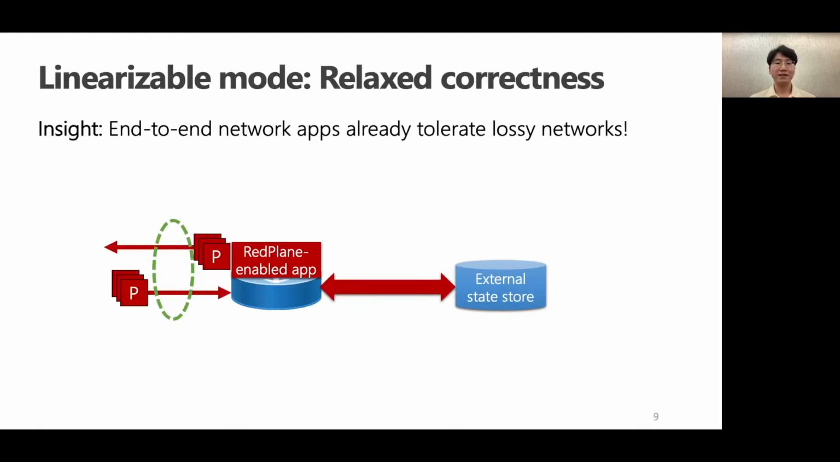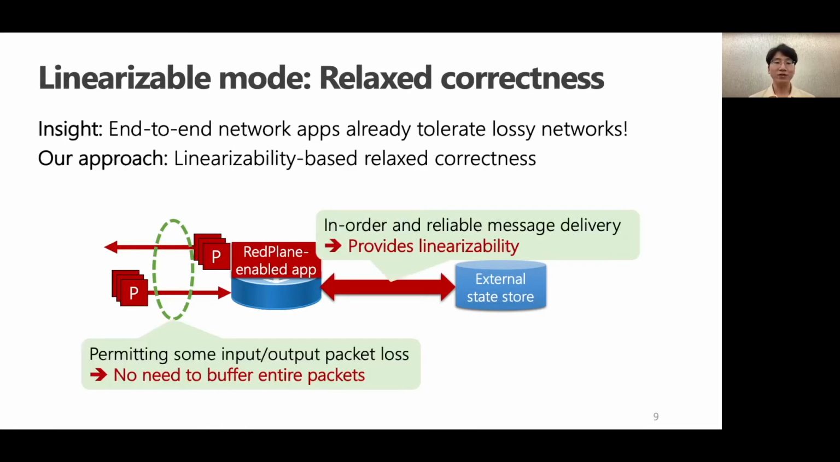Fortunately, we observed that network applications already tolerate some amount of packet losses. So even if some input or output packets are lost during failover or due to our protocol, from the end-to-end application's point of view, there's no difference from packet losses that occur without RedPlane. Based on this observation, we define a correctness model for in-switch applications named linearizable mode, which explicitly permits some input or output packet losses, but still requires in-order and reliable message delivery to guarantee linearizability.